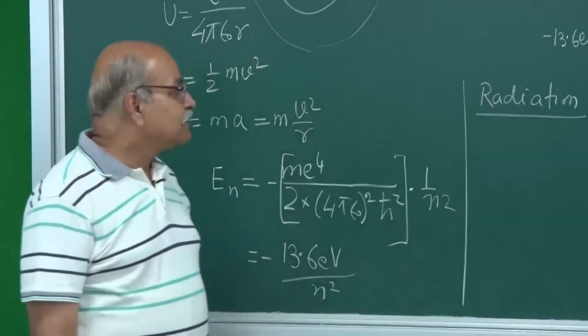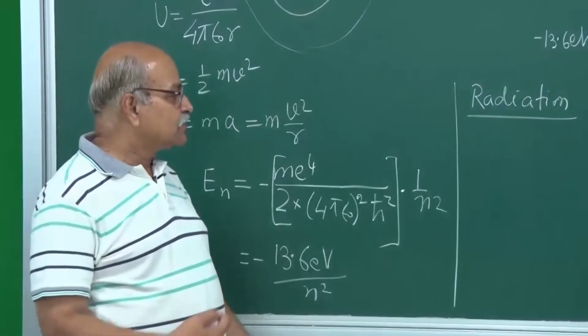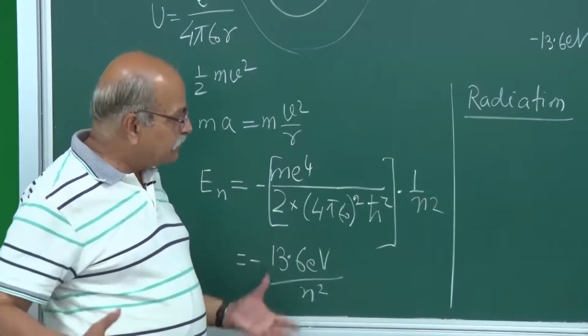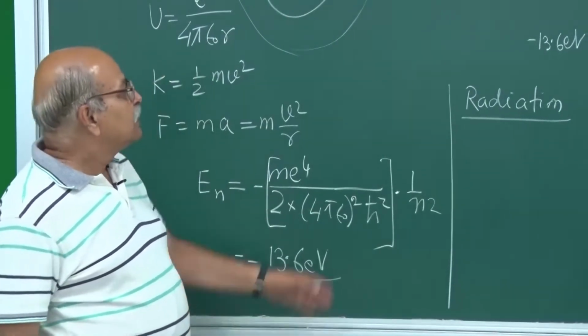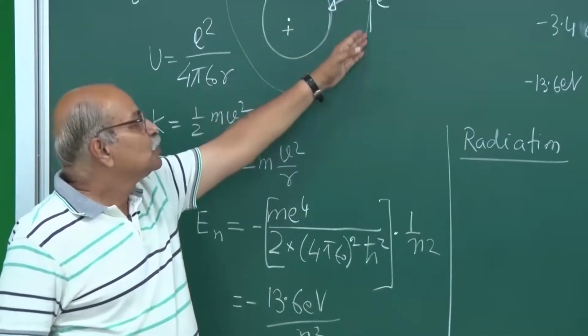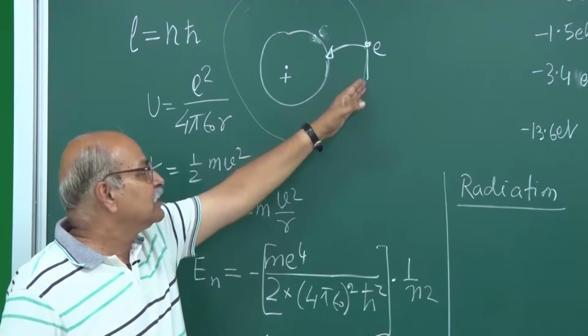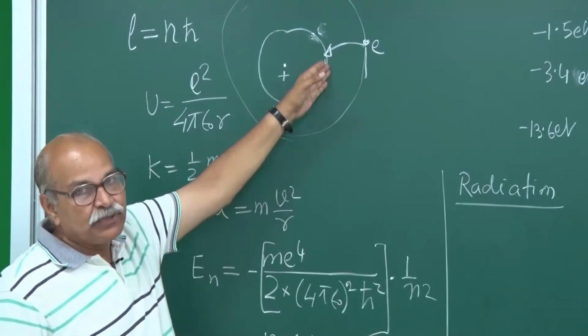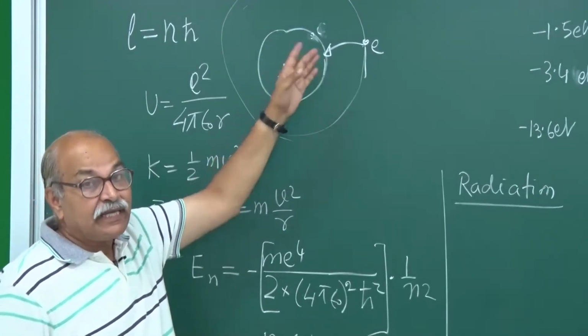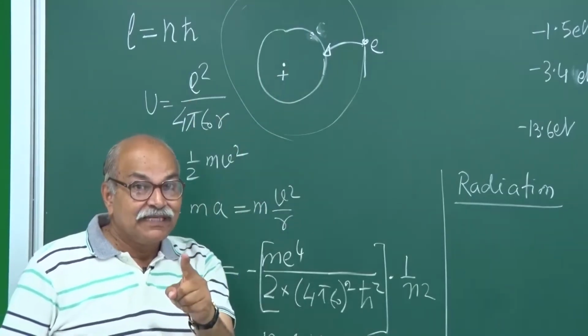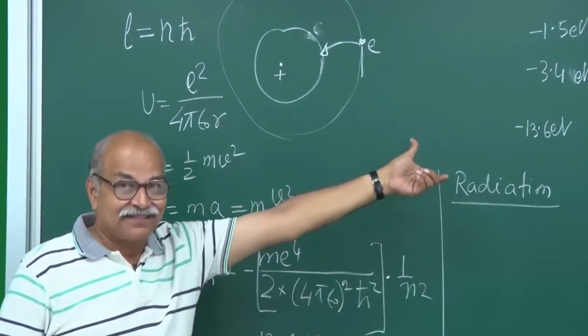Okay, but by passing that discharge or giving energy, somehow electrons can be made to go to higher orbits, and if they go to higher orbits, then they can jump to the lower orbits, and in one jump a specific amount of energy is released.